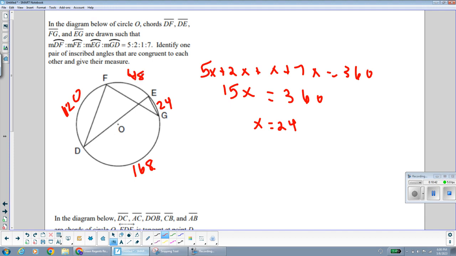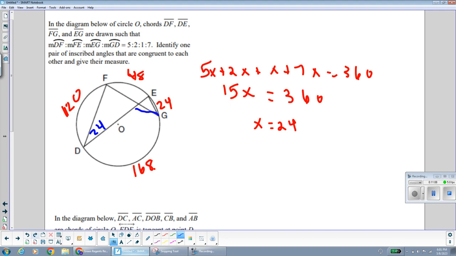It says identify two inscribed angles that are congruent to each other and give their measure. So angle D is an inscribed angle, and notice how it opens up to arc FE. So the measurement of angle D, since it's an inscribed angle, would be half of its intercepted arc. So if its intercepted arc is 48, angle D would be 24.